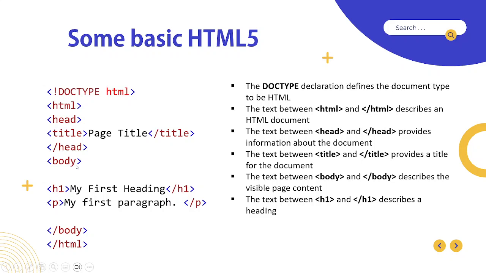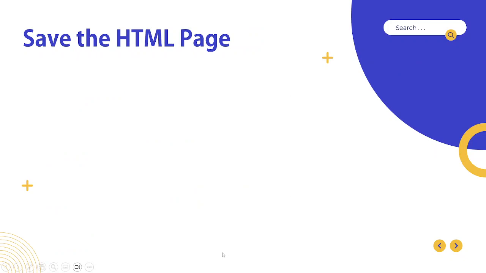So yung nakikita talaga natin nandito talaga sa body. The text within H1 and close H1 describes the heading, and the P describes the paragraph.